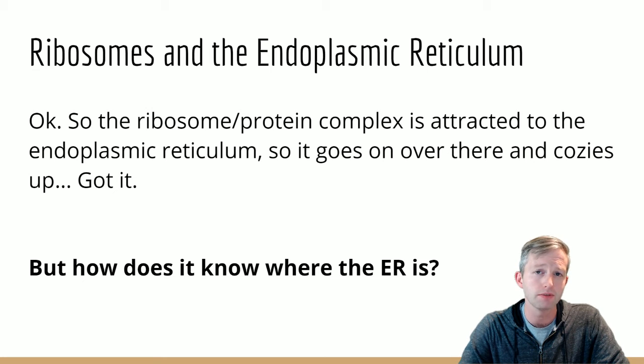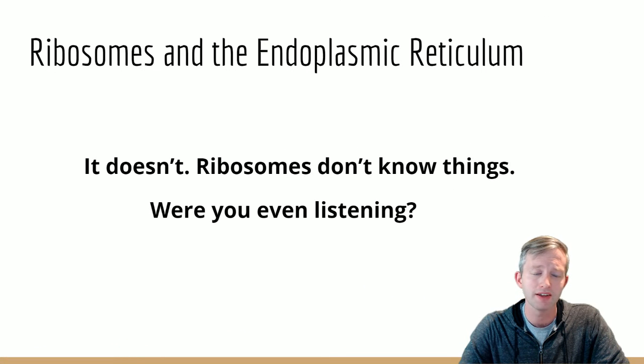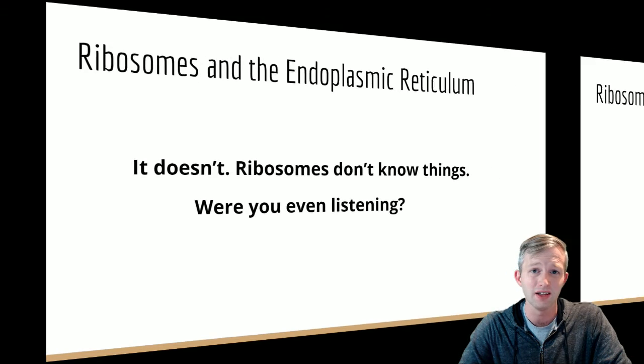It's a good question. It doesn't. Ribosomes don't know things. And frankly, I'm disappointed that you weren't listening well enough to immediately answer that question. Ribosomes don't know things. It doesn't know where the ER is. It has no idea. So how does it get there?